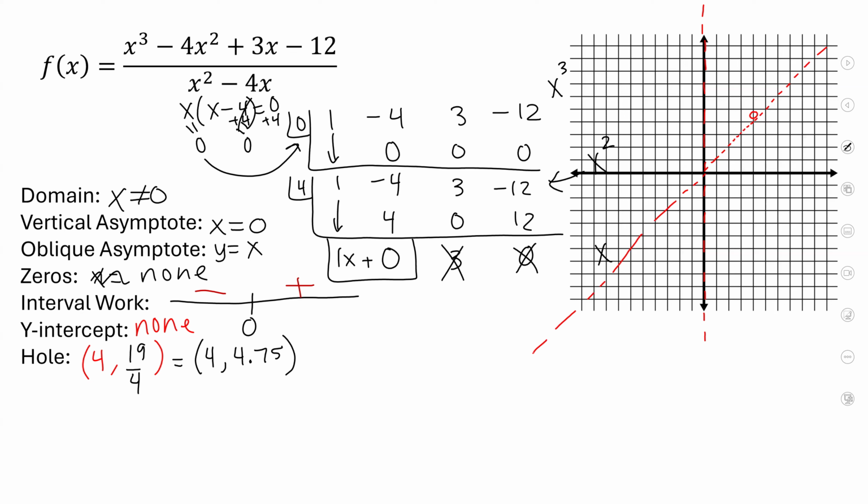Okay, now let's look at my interval. When I am less than 0, I have to be negative, so I'll be down here. When I'm greater than 0, I have to be positive, so I look on this side. And don't go through your hole.